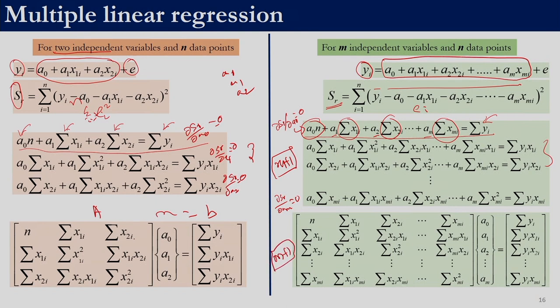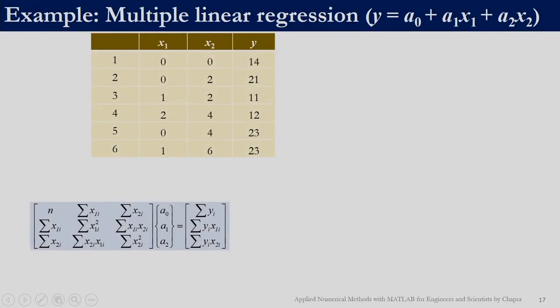So just like we put those normal equations into matrix form, these normal equations can also be put into matrix form. Now if you see, there is actually a symmetry over here, right? So if we know how to do it for two independent variables, we can do it for m independent variables, right? So now let us look at an example.